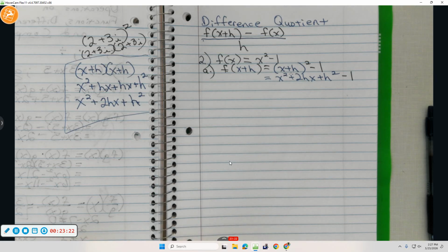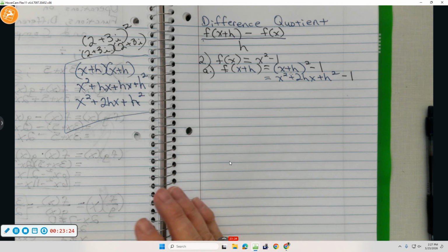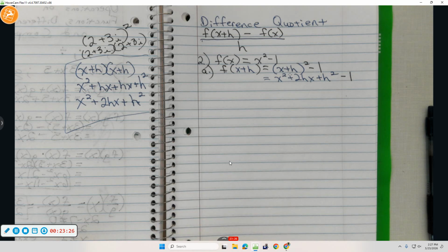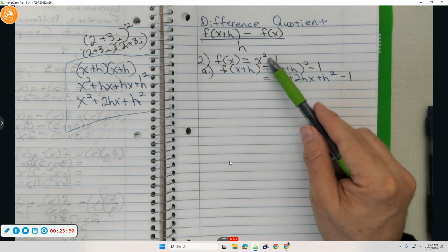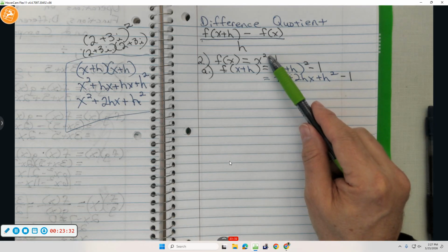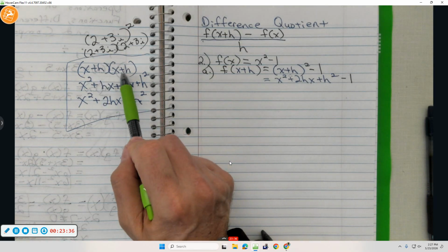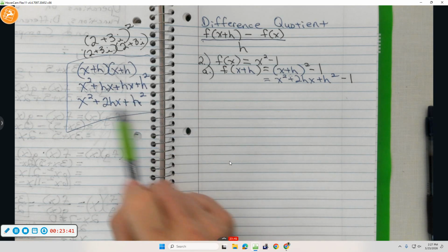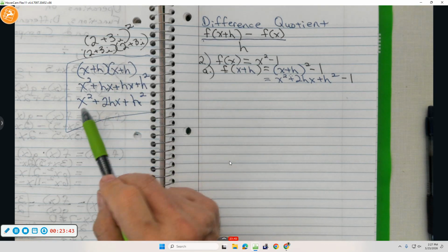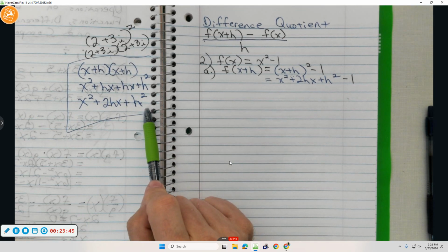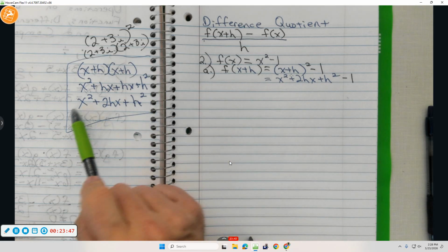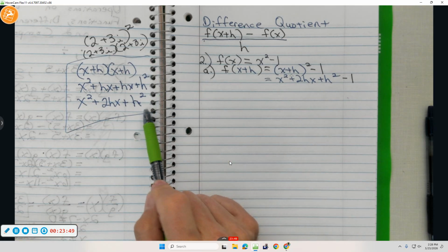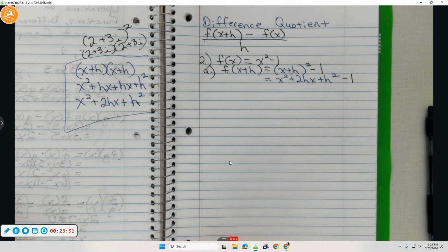This first part, f of x plus h, is usually the longest part of the problem. Suppose that had been an x cubed instead of just an x squared. Instead of writing x plus h twice, you would have had to do what? Write it 3 times. You'd FOIL that first 2, then distribute an x over every one of those, distribute another h over all of those, and combine like terms.